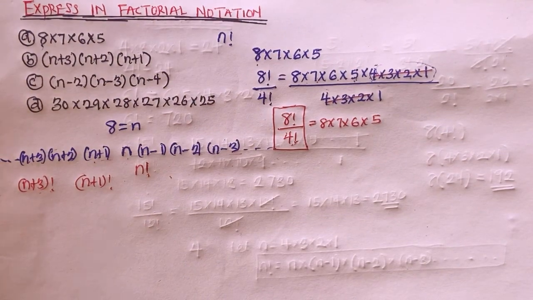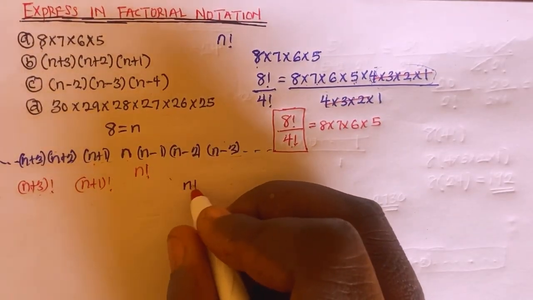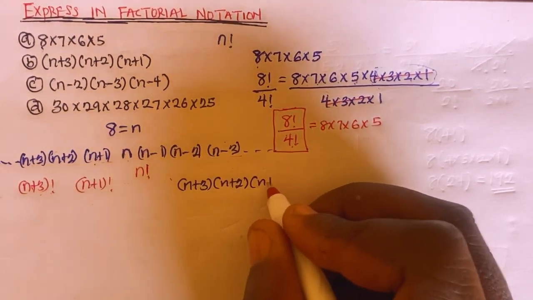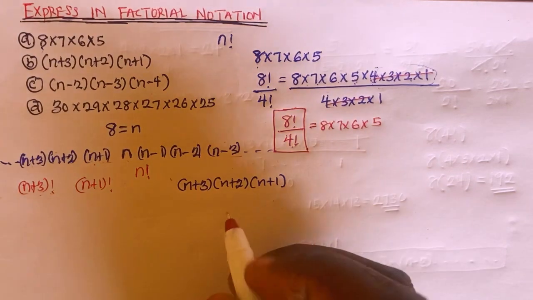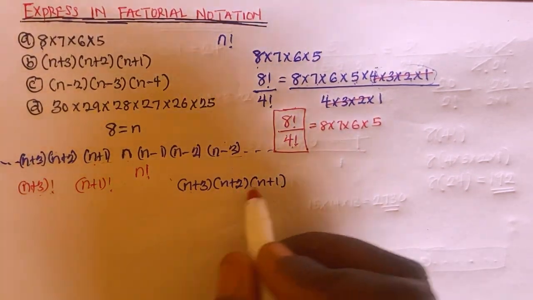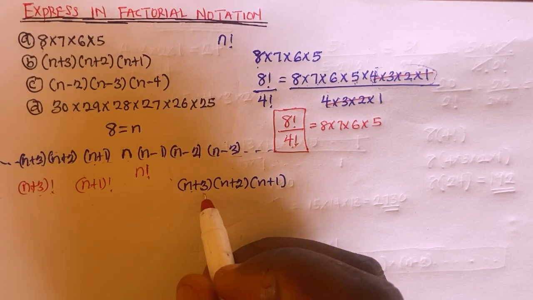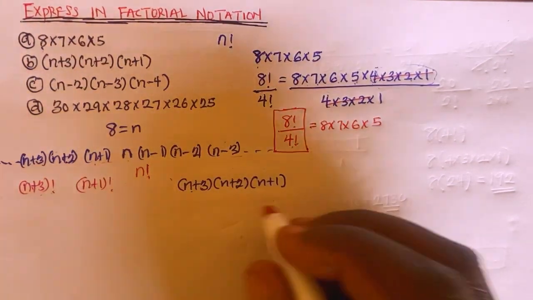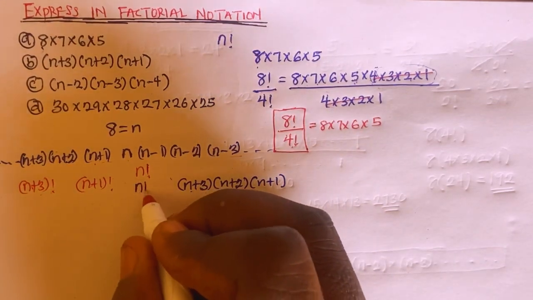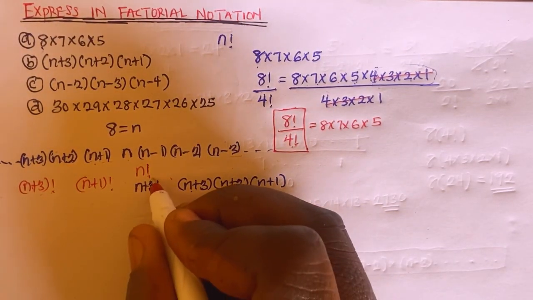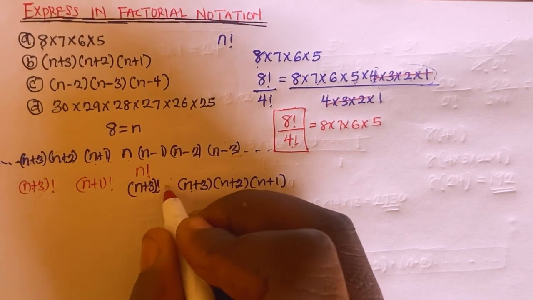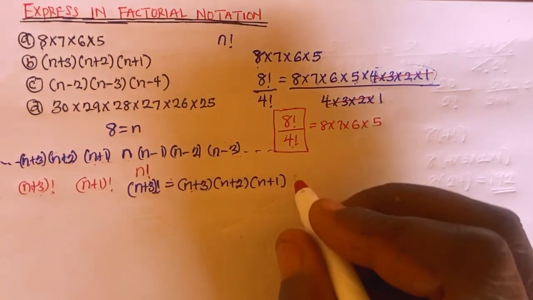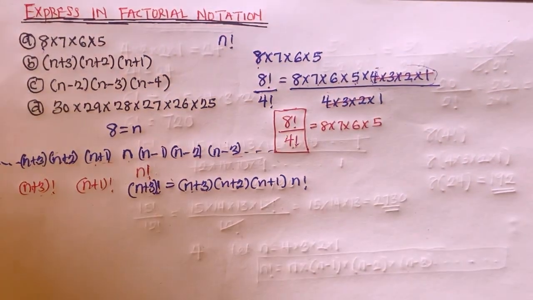So now let's move to question 2. Question 2 says we have n plus 3, then n plus 2, and also n plus 1. So you take a look at this very well. This is actually n factorial, and so n plus 3 factorial. If you look at this very well, we have n plus 3 at this side, then n plus 2, n plus 1. So you can simply say everything here is n plus 3 factorial, which is equal to n plus 3, n plus 2, n plus 1, then what's the next thing? That's n factorial. Exactly.